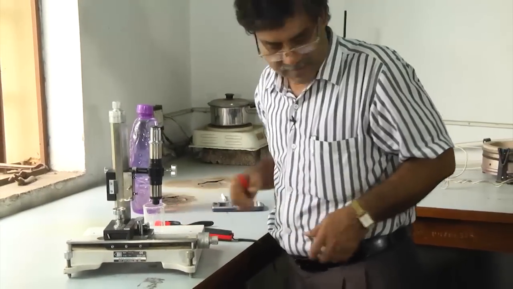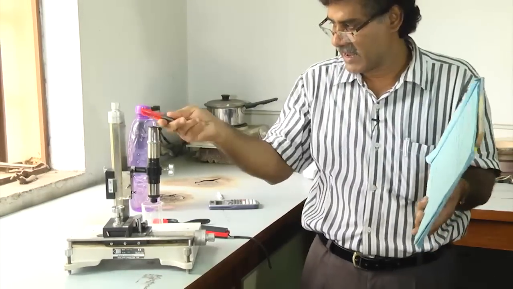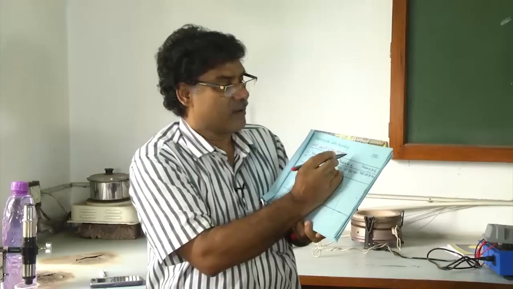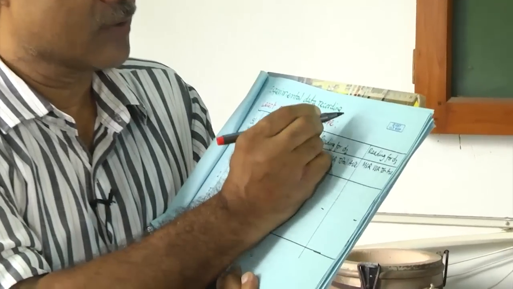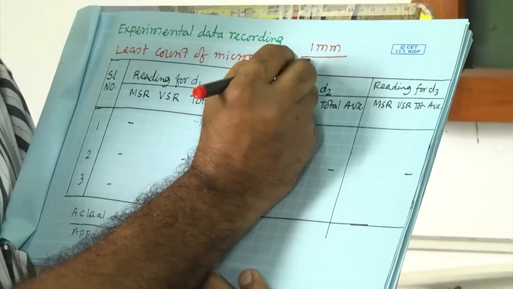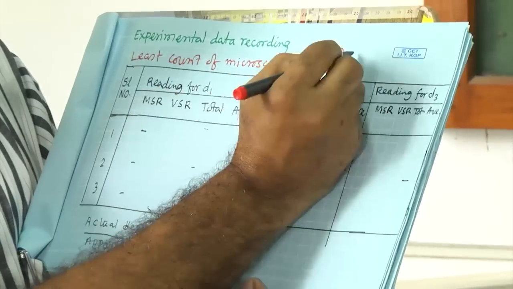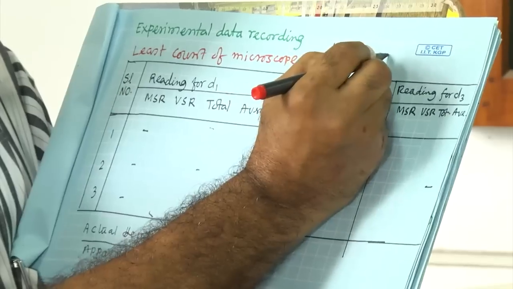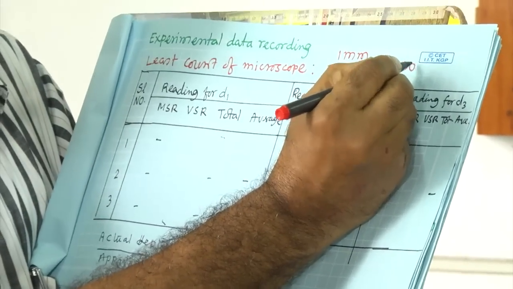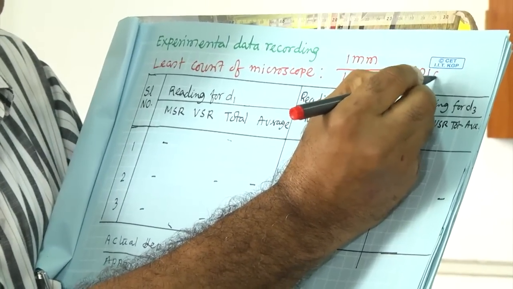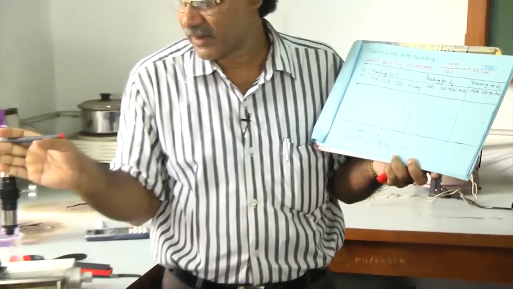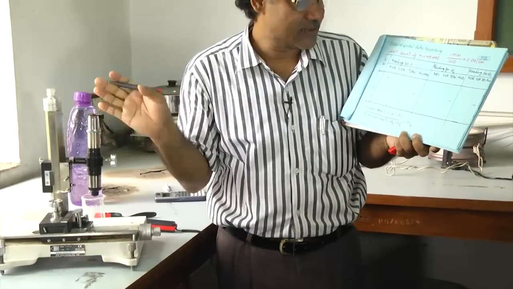So, you have to note down the least count for this scale that we will use for doing the experiment. So, it is 1 millimeter for 100 circular divisions. So, basically you will get 0.01 millimeter, that is 0.001 centimeter. So, that is the least count for this microscope, for this vertical scale. Okay, this scale only we will use.